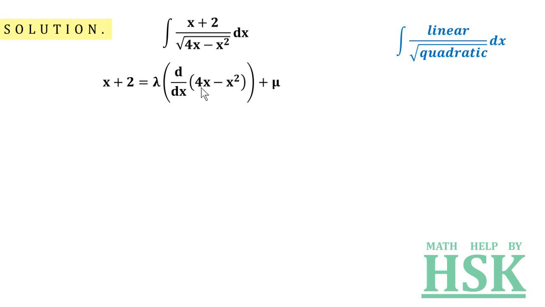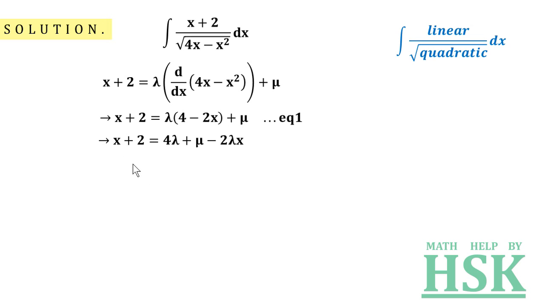The differentiation of 4x is 4 and of x square is 2x. So I'm going to get the expression like this. I mark this as equation number 1. Separating the constant and the term of x in equation 1, I'm going to get x plus 2 is equal to 4 lambda plus mu minus 2 lambda x, right?